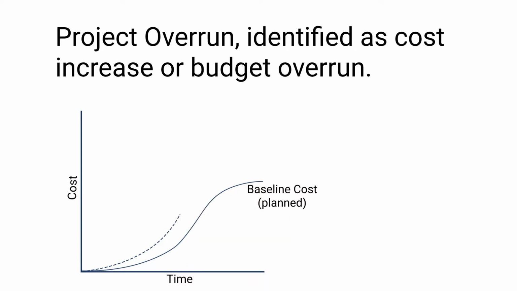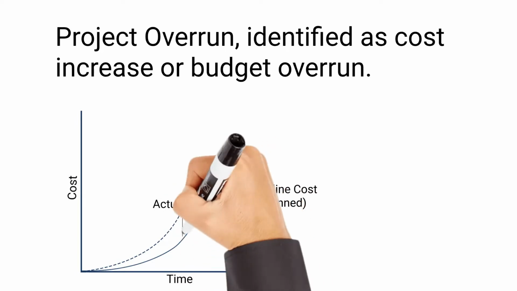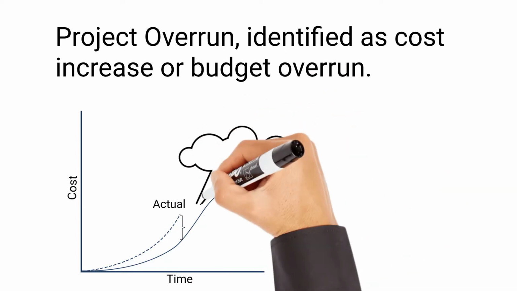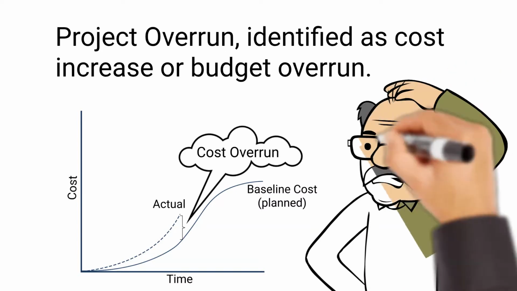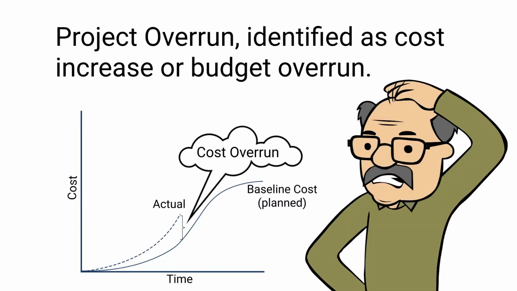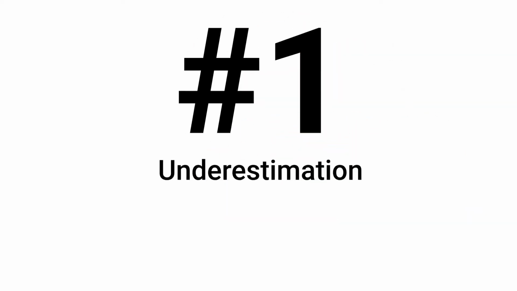Reducing cost overruns is the prime responsibility of the project manager. However, controlling costs and minimizing the overrun is not an easy task. There are numerous factors that could impact the project cost. Here are the top 11 reasons which lead to project overrun. The first one is underestimation.